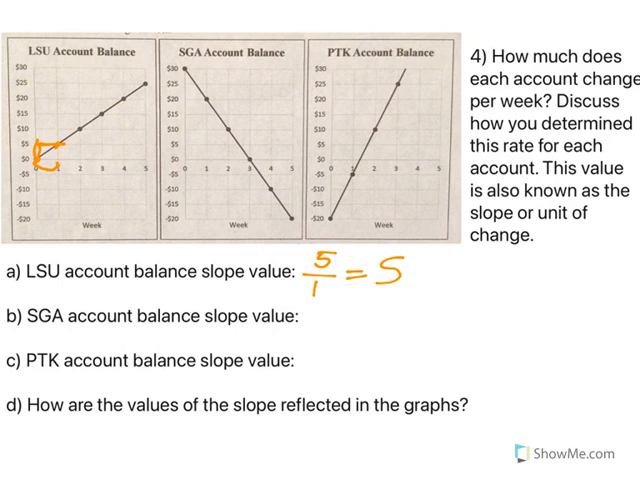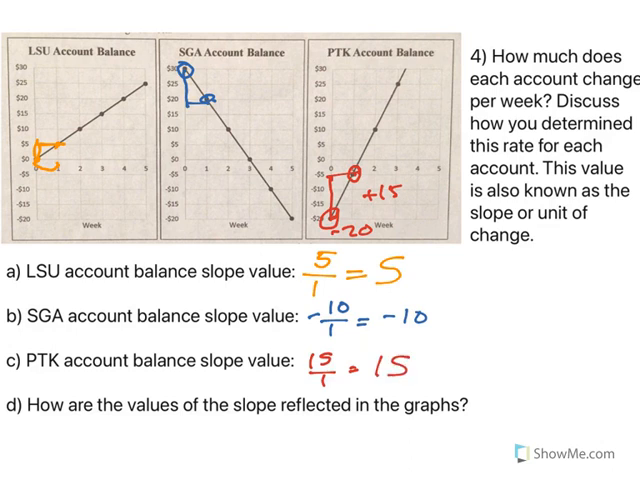For SGA, if I start here at 30, to get to the next point, I have to go down 10 before I go over 1. So that slope is going to be a negative 10. For PTK, if I start here at negative 20, how did I get from one point to the next? I had to go up 15. So I would go up 15 and then over 1. So that slope is a positive 15.